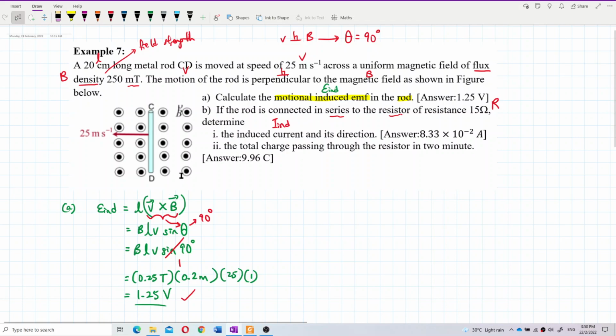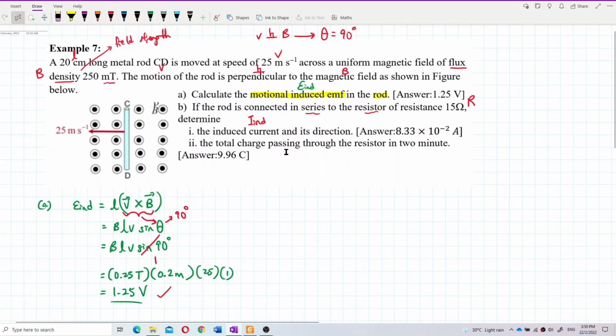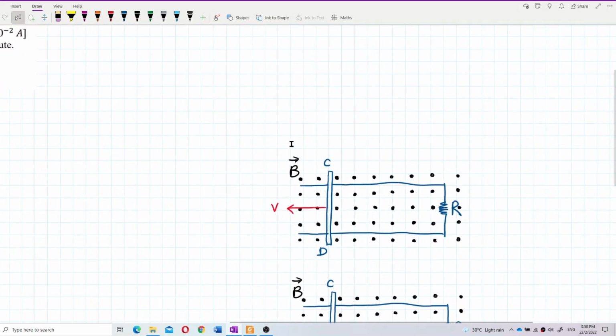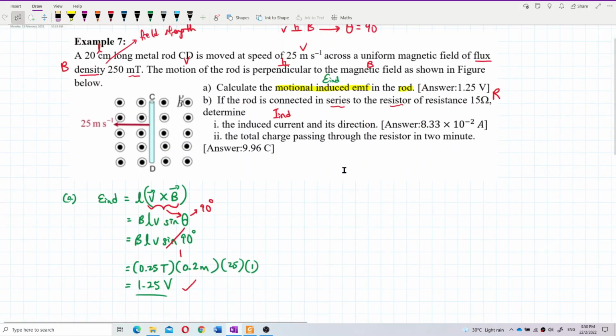So remember, when this rod is moving, it already becomes like a battery, because you have induced EMF in the rod. So now you connect the rod with a resistor, and the rod will become a battery.